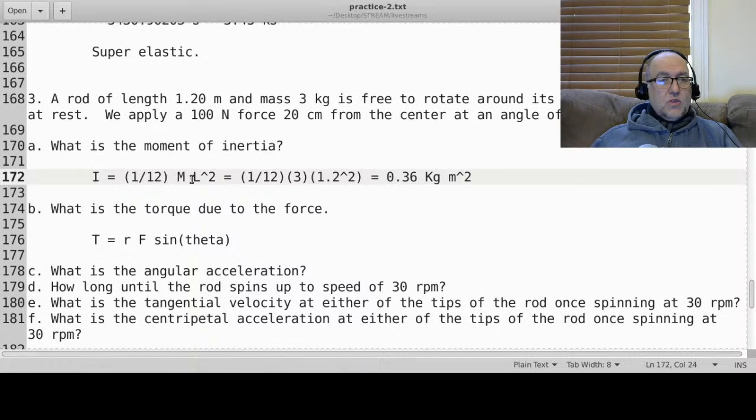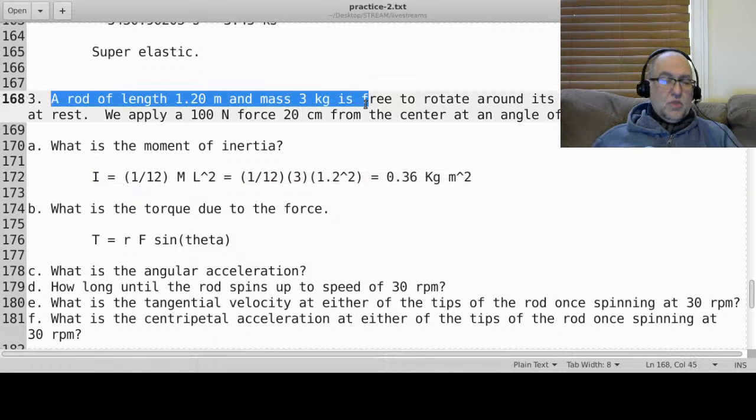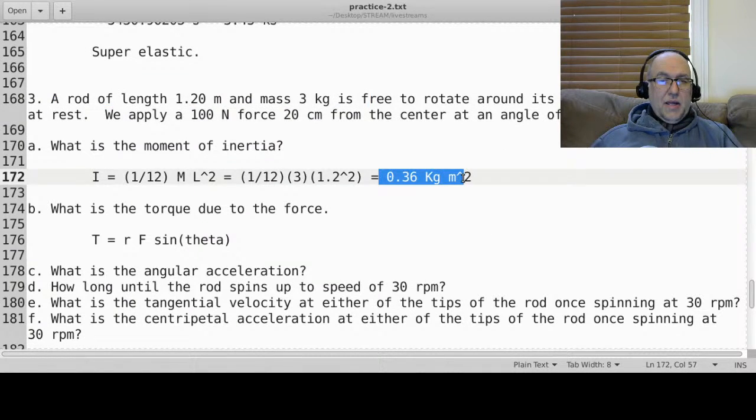Anyhow, I digress. So the moment of inertia for a rod rotating around the center is, sorry, not 1/2, 1/12 ml squared. The mass is 3 kilograms, the length is 1.2 meters, squared, and so that turns out to be 0.36 kilogram meters squared. Those are the units for moment of inertia. So that was easy enough. Just identify the formula for the particular shape of the mass, and then plug in.